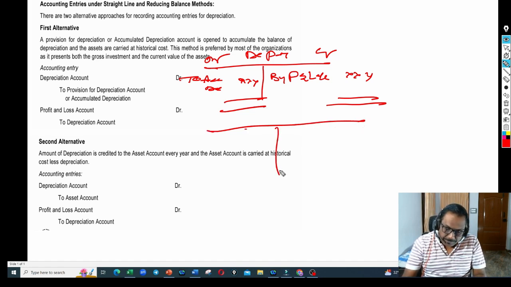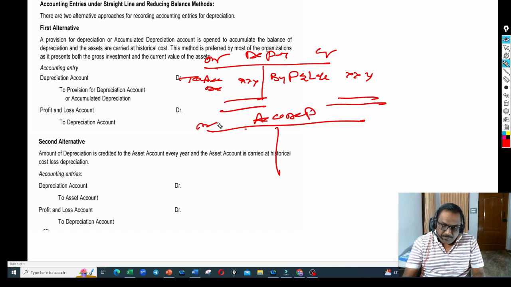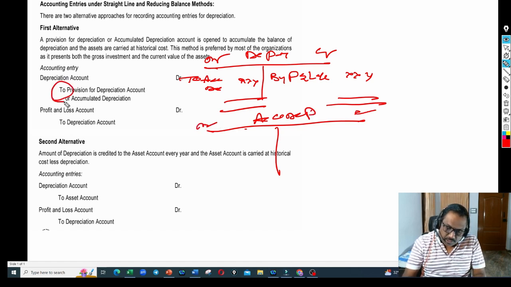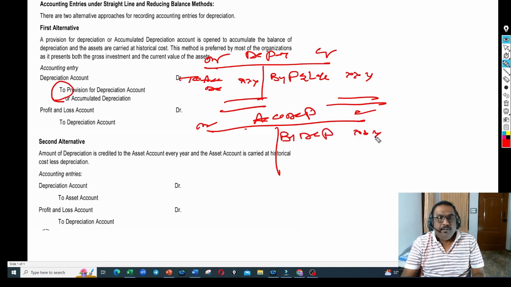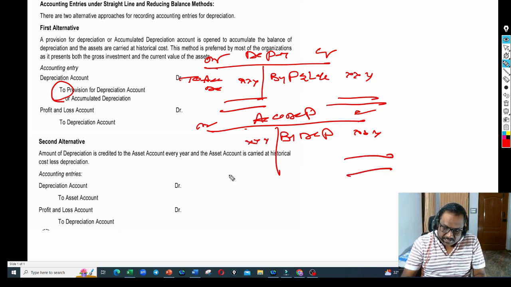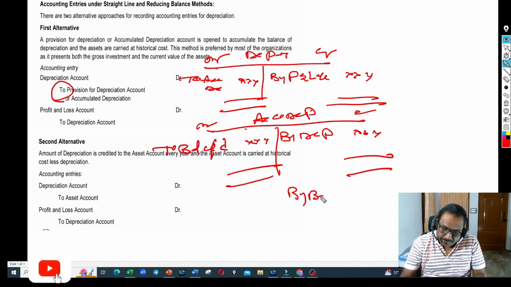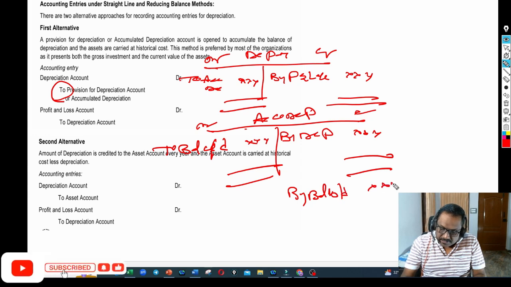Similarly, you need to prepare the accumulated depreciation account. The accumulated depreciation account is created here. On the credit side, you need to write by depreciation account. This has to be carried forward to next year, so to balance, carried down, by balance brought down. This is how the accumulated depreciation will be carried forward.